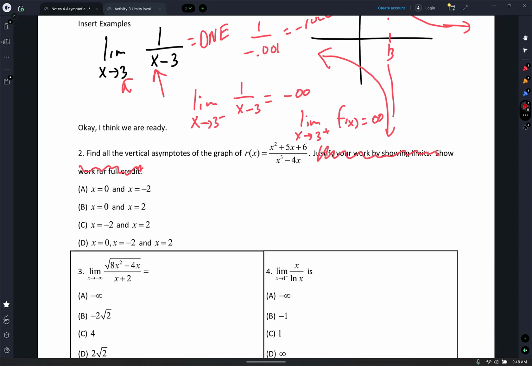I would expand it. So in the numerator, can I factor this one out? Yeah. X plus something and x plus something. What is that something? 2 and 3. 2 times 3 is 6, and 2 plus 3 is 5. So make sure we know how to factor, guys. If we have issues with factoring, it's going to be kind of hard to do this.